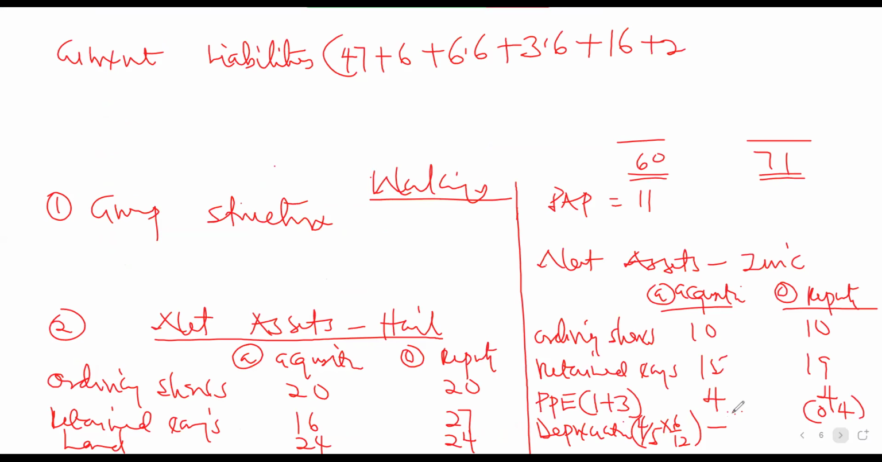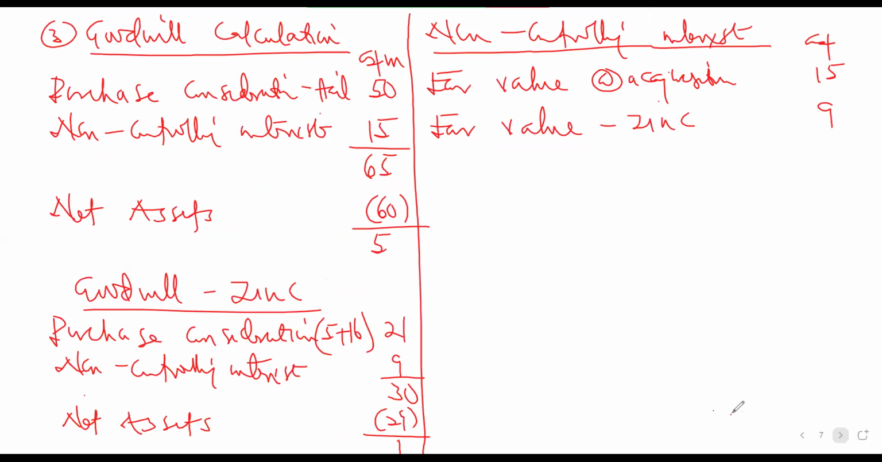Okay, the post-acquisition profit is 11. So the share of the post-acquisition profit for here, the NCI will have 0.2. Is that correct? Yes. Okay, so 0.2 multiplied by 11. So we have 2.2 here.